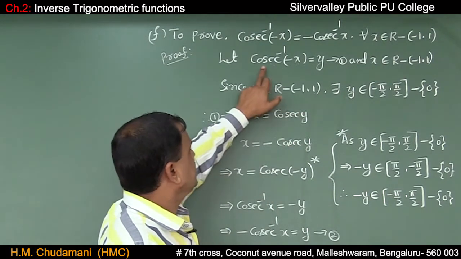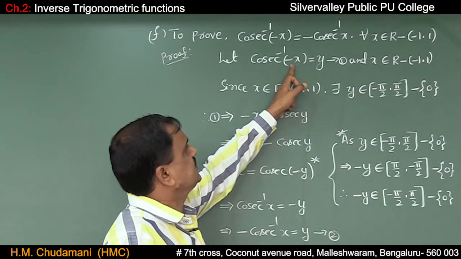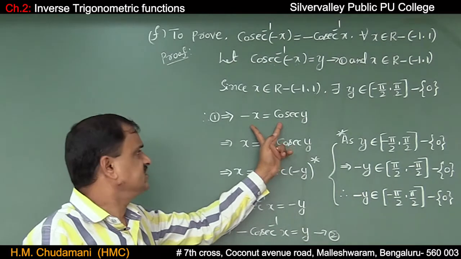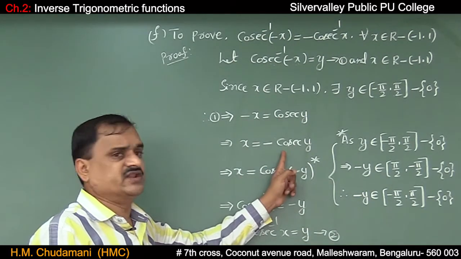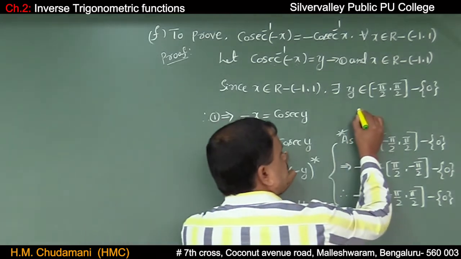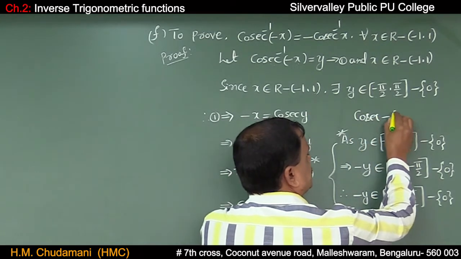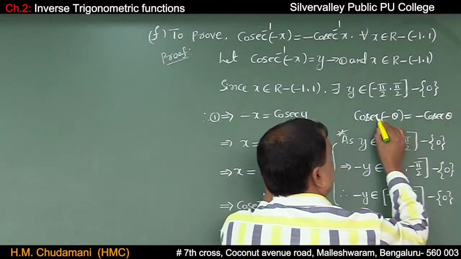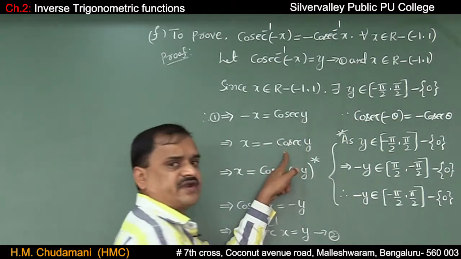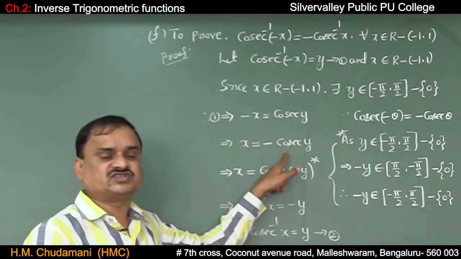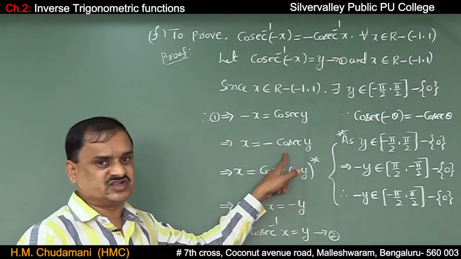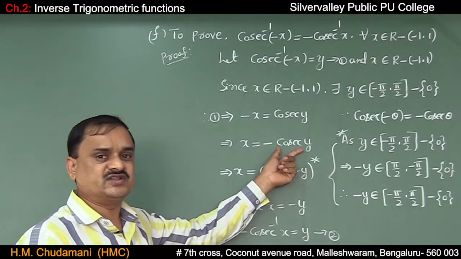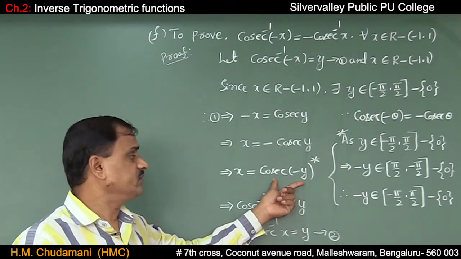So equation 1 can be written as x is equal to cosecant y. Multiply with minus on both sides: so minus x is equal to minus cosecant y. We know that cosecant of minus theta is equal to minus cosecant theta. Minus theta lies in the fourth quadrant. In the fourth quadrant, as per the ASTC rule, cos and its reciprocal, secant, are positive. The remaining 4 are negative. So we can write minus cosecant y as cosecant of minus y.